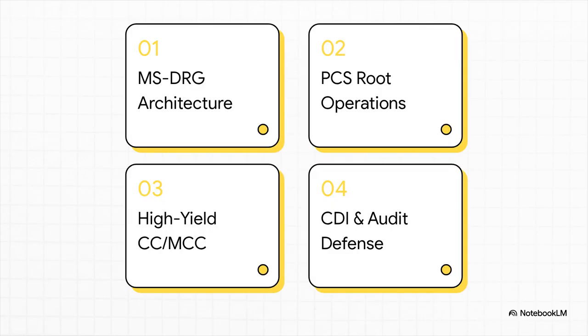All right, here is our roadmap for today. First, MS-DRG architecture and partitioning. Second, mastering PCS root operations. Third, high-yield CC and MCC capture. And finally, Number 4, CDI and audit defense.